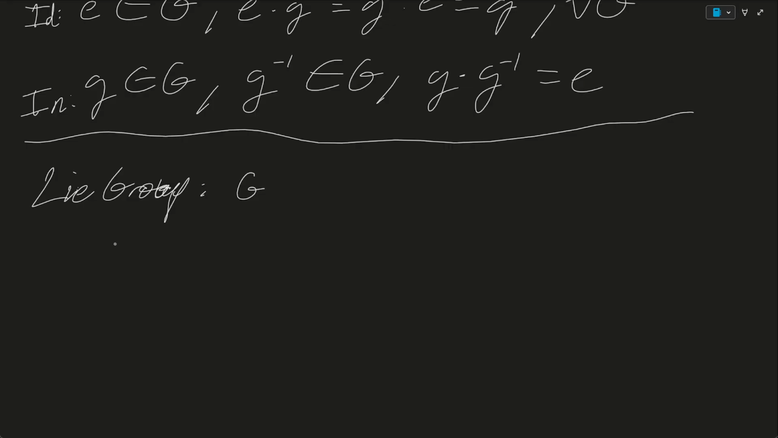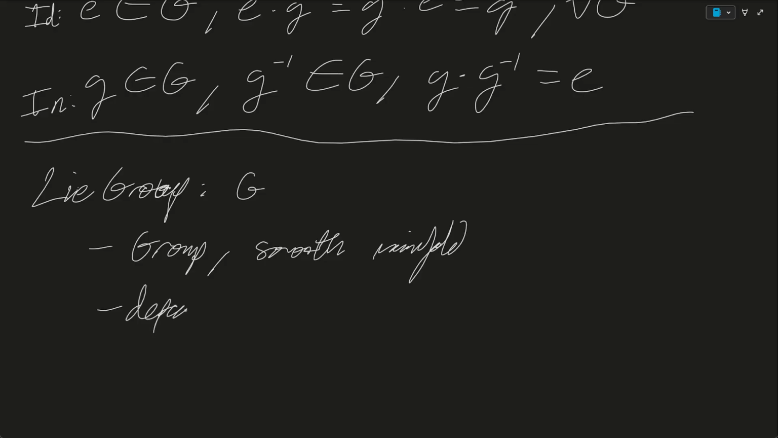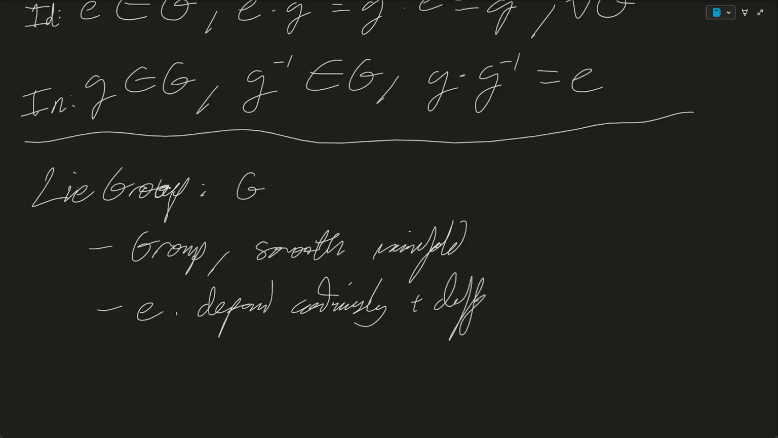So we have that it's a group, but also a smooth manifold, such that group elements depend continuously and differentiably on parameters.